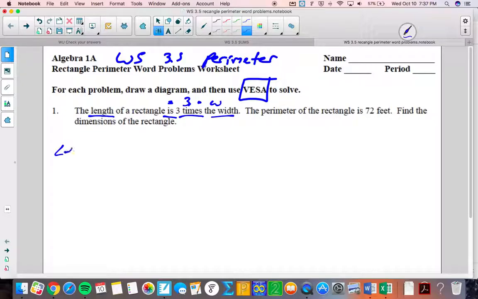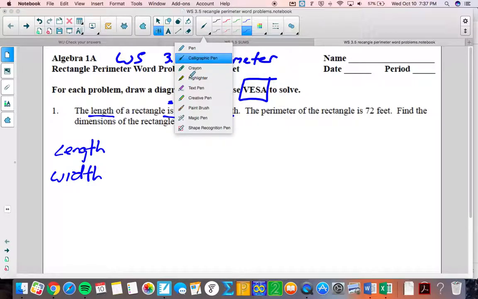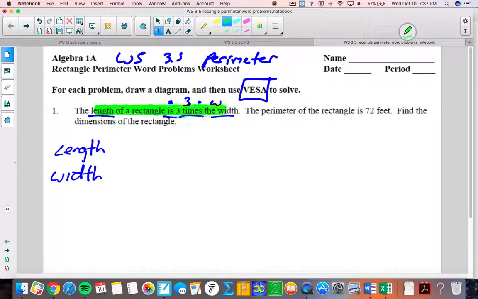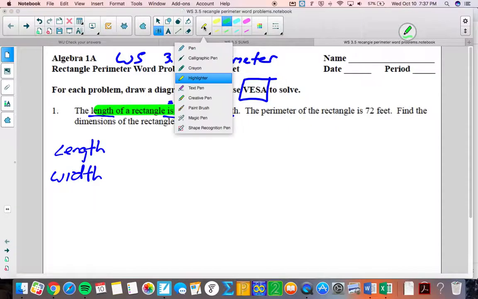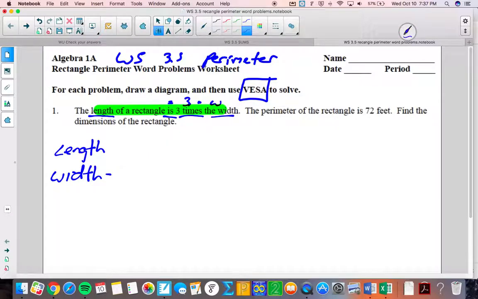We have a length and a width. We got a statement telling us about the length, but we do not get a statement about the width. So we're going to say that the width is x, or any variable you want. You can use w if you wanted to. The length is 3 times whatever the width is. If I'm calling the width x, then the length is 3 times x, so 3x.